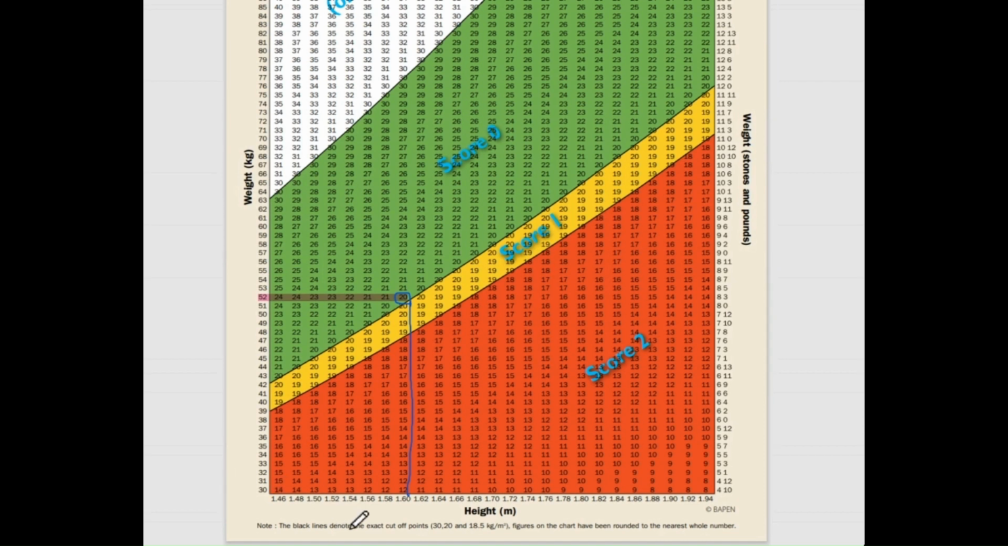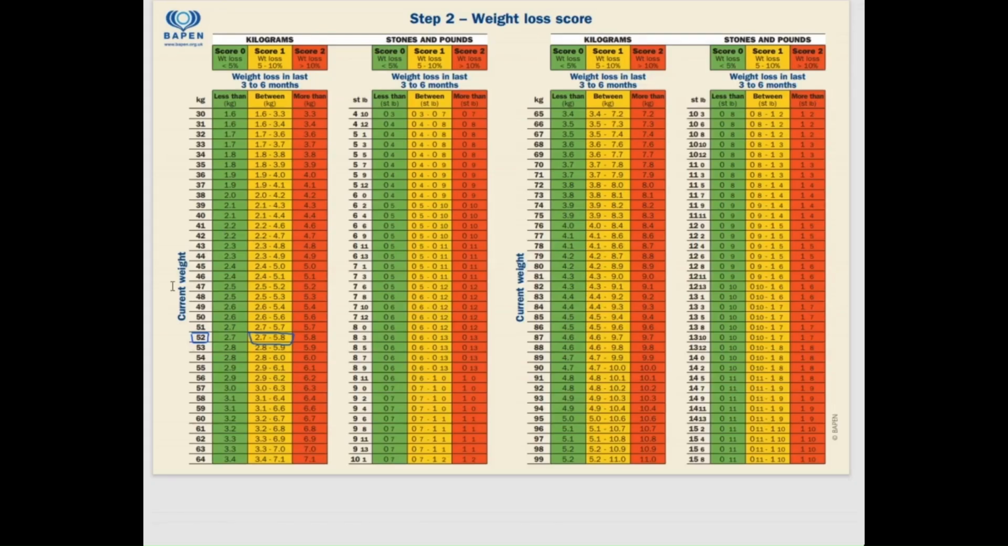Let's calculate the MUST score using the MUST tool. We will locate first the height, which is 1.60 meters at the bottom of the chart, and then locate the weight on the left hand side, which is 52. I have already marked it. You can see BMI is 20, that means BMI score is 0. Remember, we need to write the BMI score, not BMI.